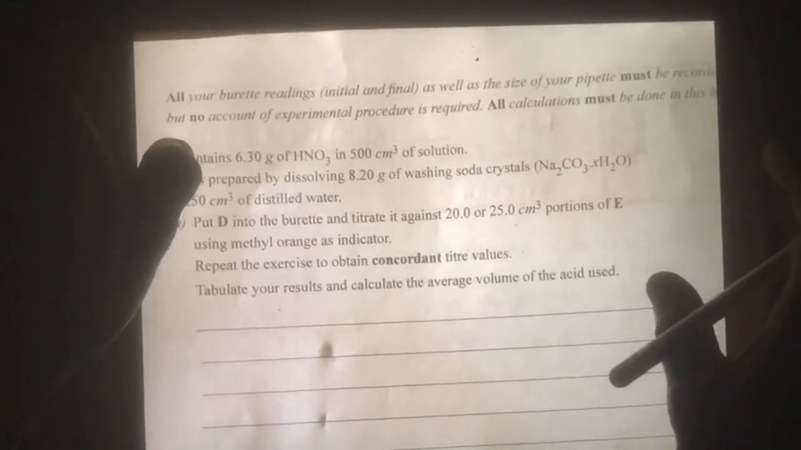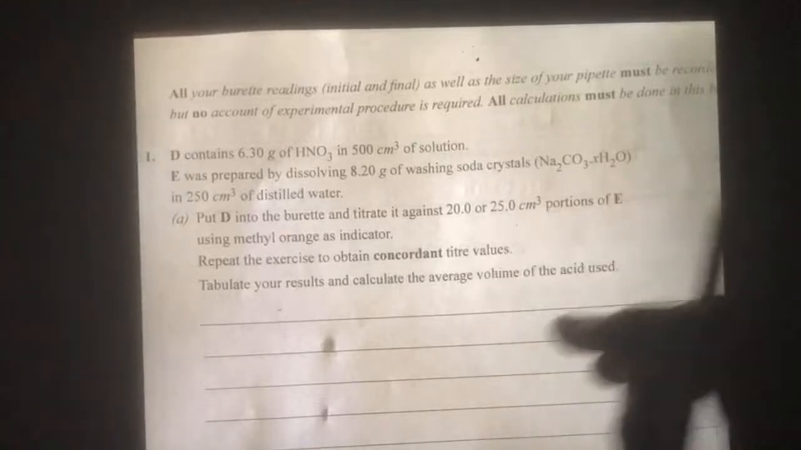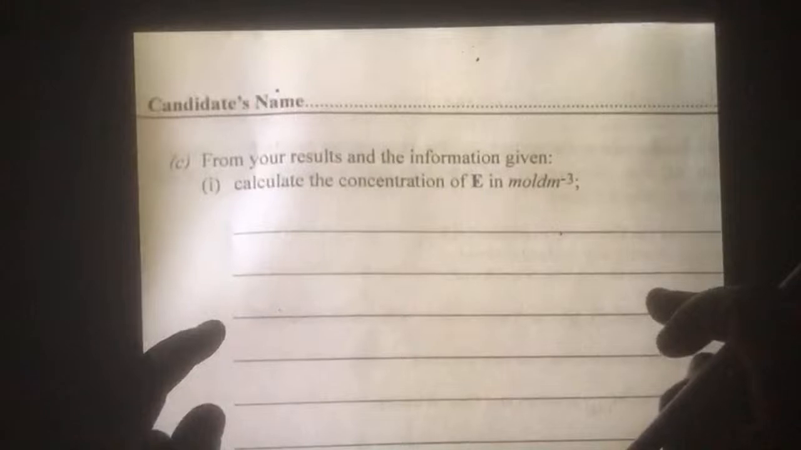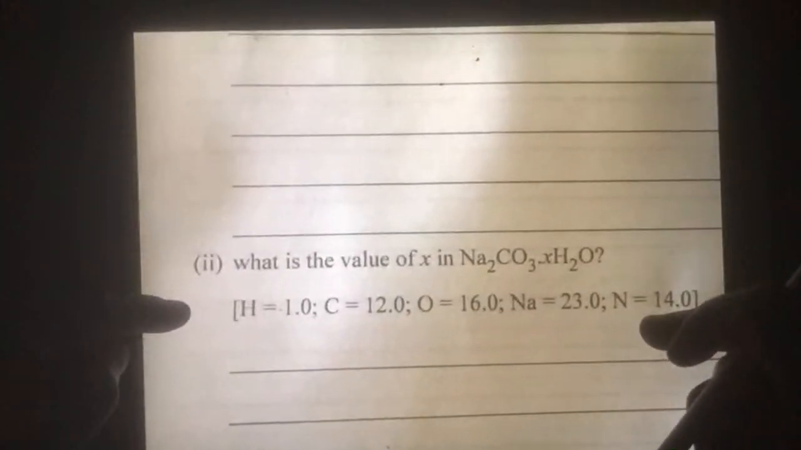Then they say put D in a burette, make a table, and then the first question was to write the balanced chemical equation, followed by calculation of the concentration of E in mole per dm cube, and then finding the value of X in Na2CO3.XH2O. So this is it. Now let's go to my own predicted question.